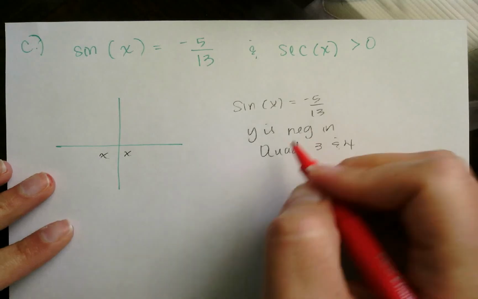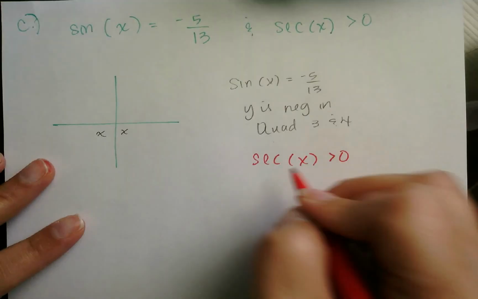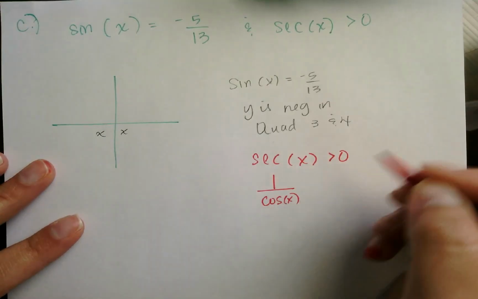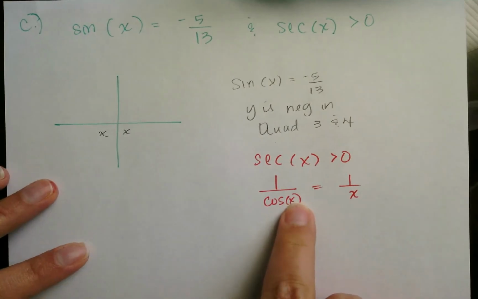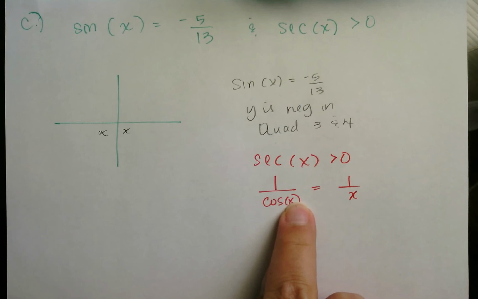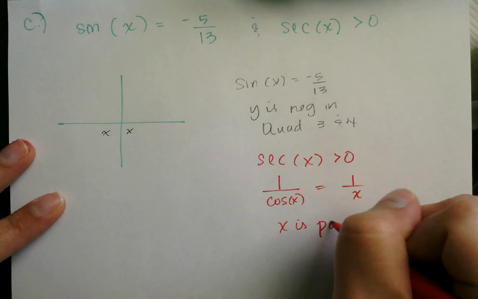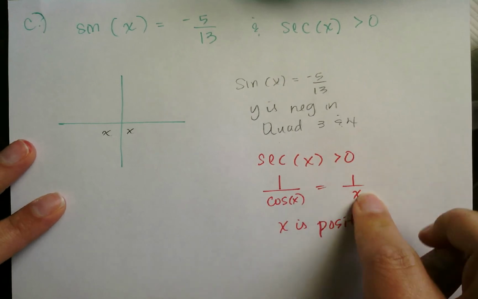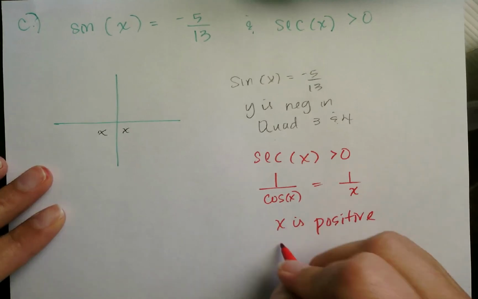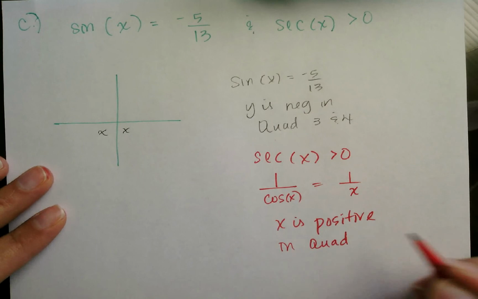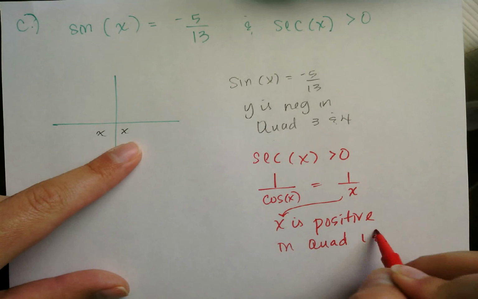And then the other piece of information, secant of x is greater than 0. Well, secant is 1 over cosine of x, and that's 1 over the x value. Don't get freaked out about it, it's just a variable. That could be alpha, beta, theta, whatever. So x is positive. I don't care whether the x is on top or bottom. If secant is positive, that's because cosine is positive. Okay? X is positive in quadrants 1 and 4.